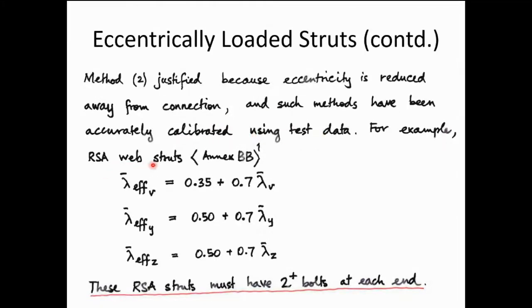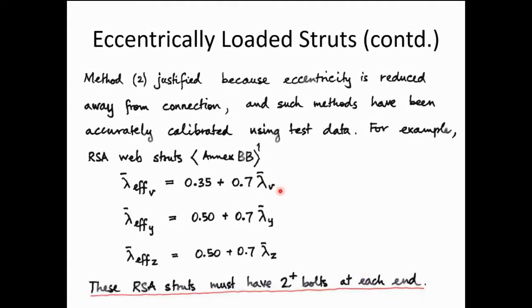So for example, getting struts of RSA members, sorry, rolled section angles, and putting them into a machine. Therefore, you can get the effective normalised slenderness value about these three different local axes as given by these equations. Okay, but for this to be true, the struts must have at least two bolts at the end of it. So if we only have one bolt, we can't use these equations. If we have two bolts, we can use these equations.